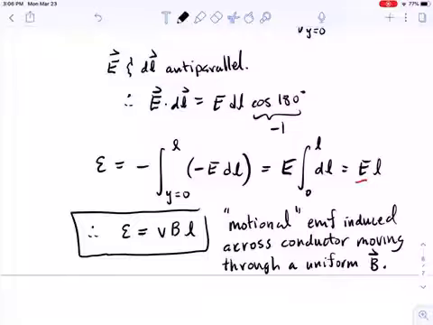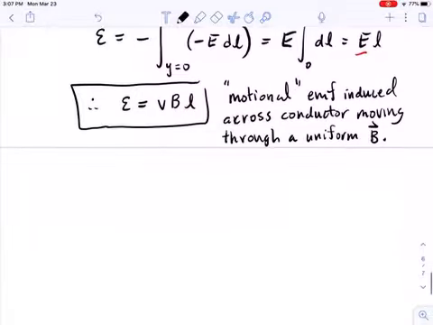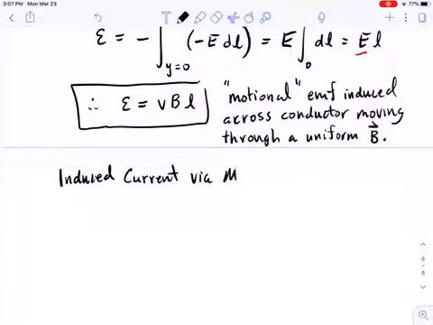Now, calling this an EMF is suggestive. It's like, well, what else do we know that creates an EMF? It's a battery. And how do we use batteries? We use batteries in circuits to create currents. And so could we use this motional EMF to establish a current in a circuit? So let's see. Induced current via motional EMF.